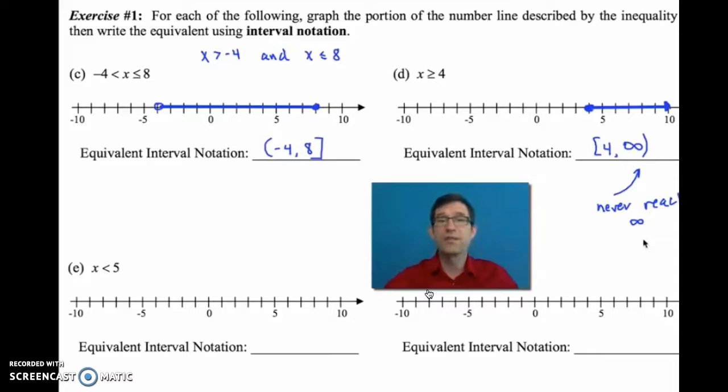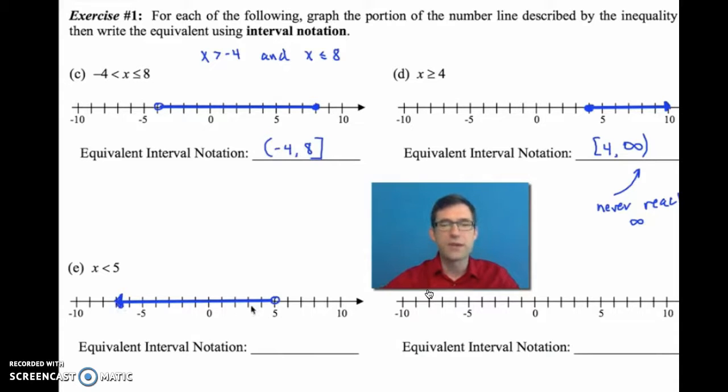To make matters worse, let's look at a less than situation. In letter E, what we've got is x is less than 5. Okay? So we've got that open circle on the 5. Then, of course, we've got a line now that's going to extend to the left. Okay? And then our arrow.